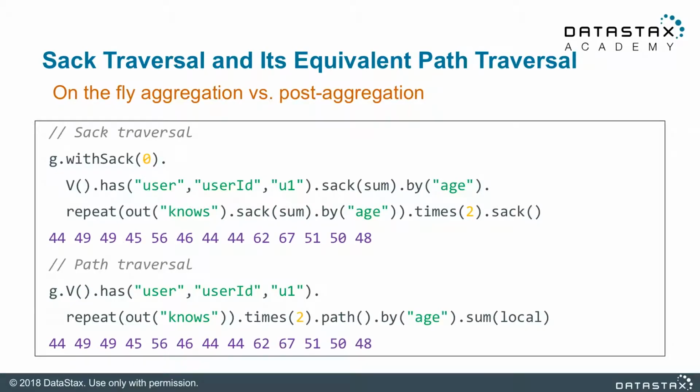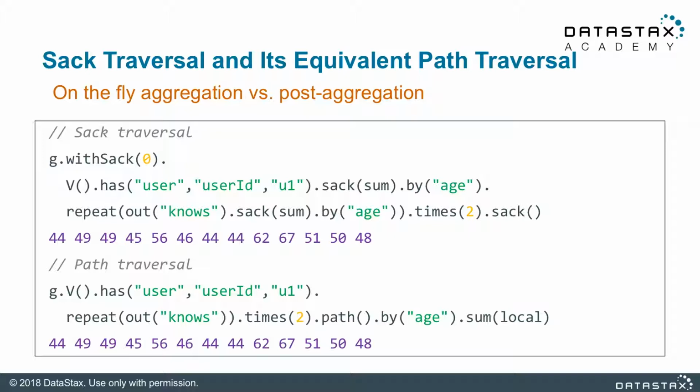The first traversal here on the slide shows you how to do the aggregation as you walk through the graph. To do this, the first line of the traversal calls g.withSack(0) to create a sack for the traversal and initialize its value to 0. On the second line, we find our favorite user, good old U1.